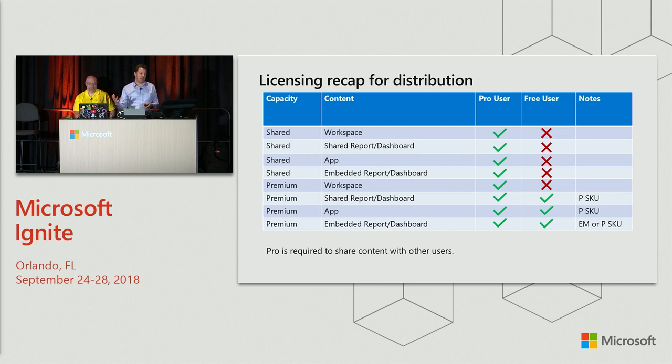which you can purchase. And what's interesting about that is that once you have some piece of content, if you put it into a workspace that itself is in a capacity, free users get more rights. And this little matrix tries to help you understand what that is. So if you're in shared, a free user cannot access a workspace, cannot view shared reports, cannot view the app, cannot view embedded content. But once it's in a premium capacity, they can consume shared reports, they can consume the app, and they can consume embedded content. And that starts helping you distribute to large audiences within your organization.